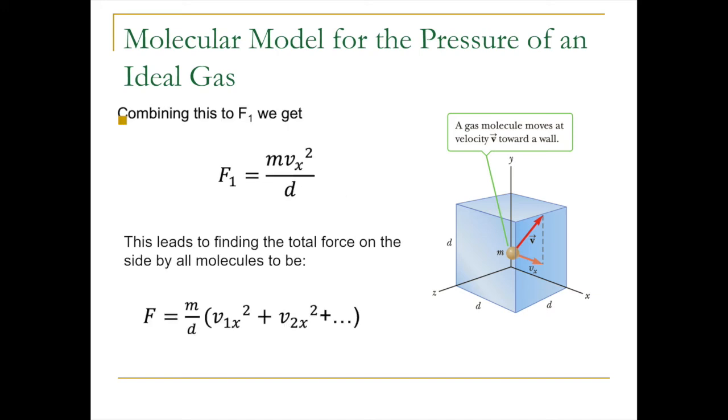When we substitute that into our equation for force, we end up with an equation relating force to mvx squared over the side length d. Well, that's the force of one of the particles. What if we want to find the force of all of the particles? Then we'd have to take the sum of the forces of all of the molecules hitting the side wall, which is what the second equation is trying to represent.